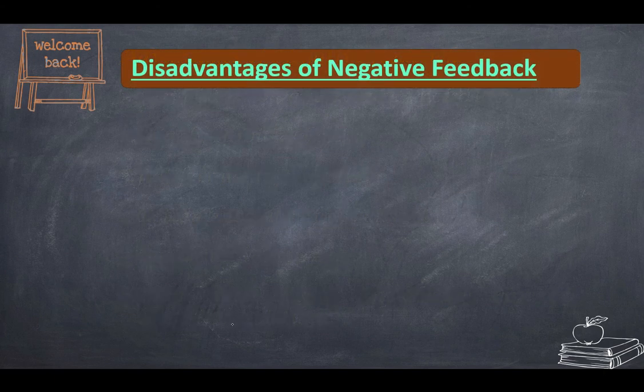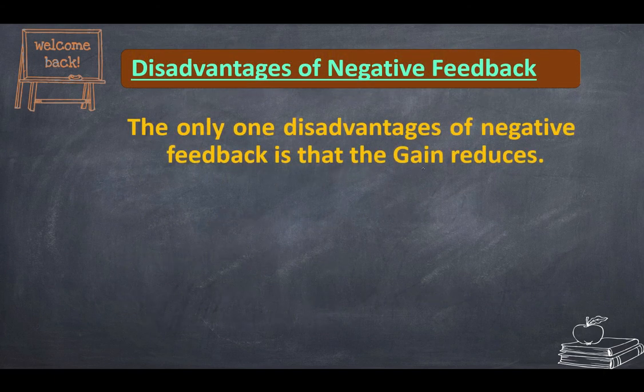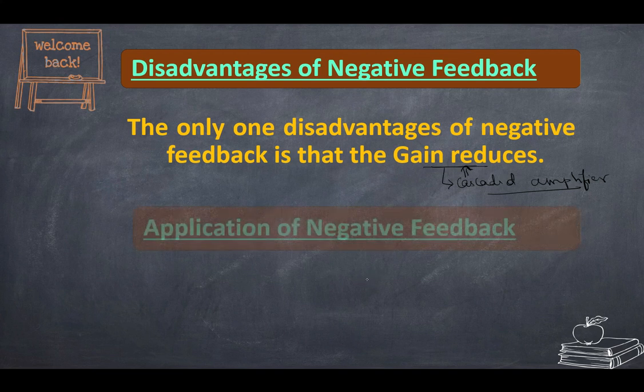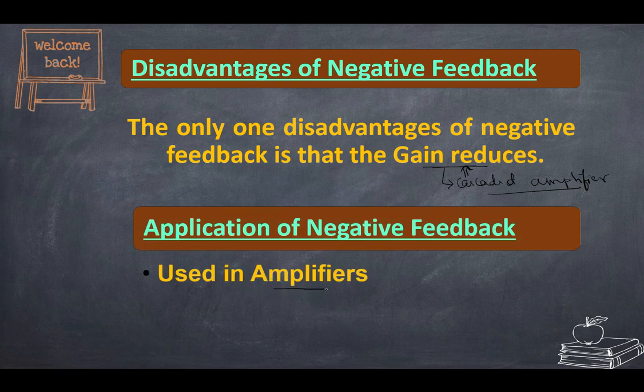The disadvantage is only that its gain reduces. But this is not at all a problem. I can use a cascaded amplifier, or I can say a multi-stage amplifier, to overcome this drawback. I can use 2-stage, 3-stage like this to get the desired gain. Application: negative feedbacks are used in amplifiers because of all those advantages.